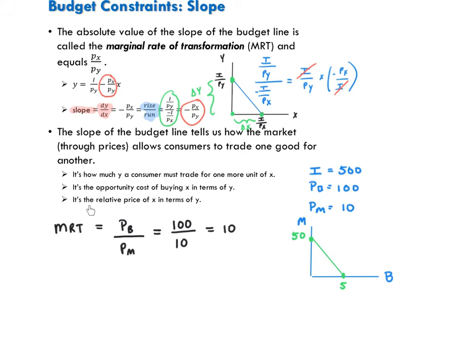The third interpretation is as a relative price. Here, 10 means the price of books is 10 times the price of meals.